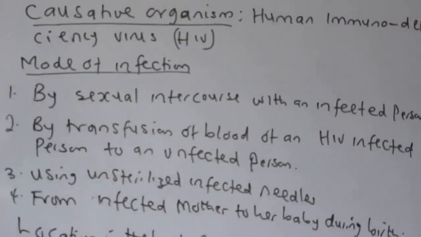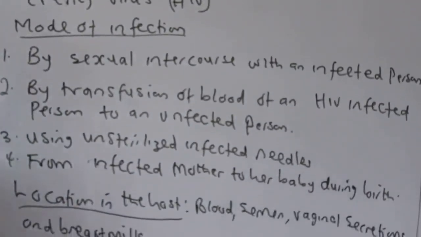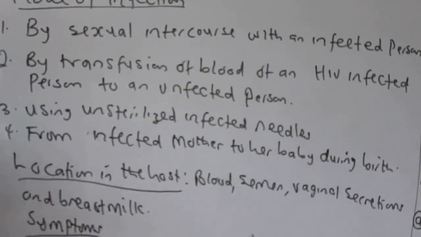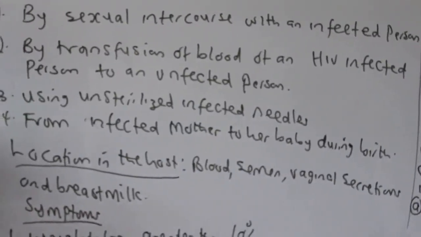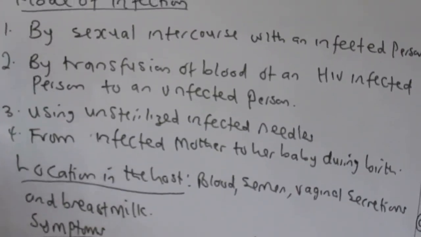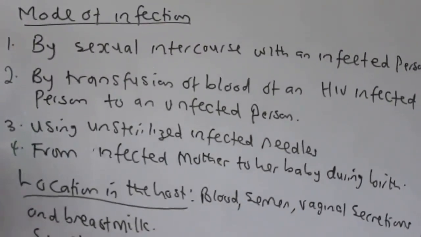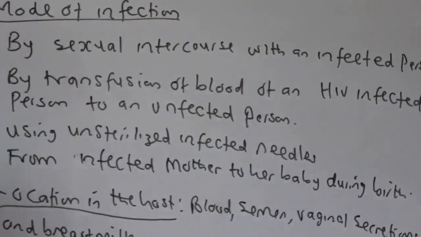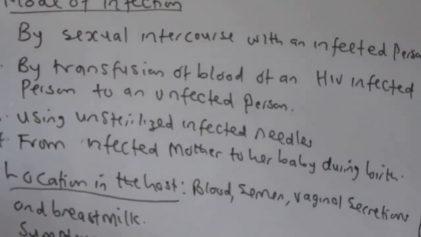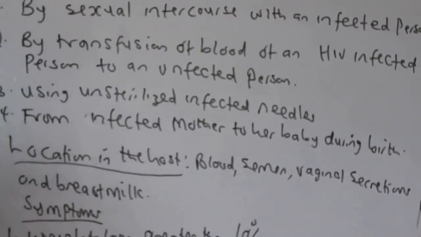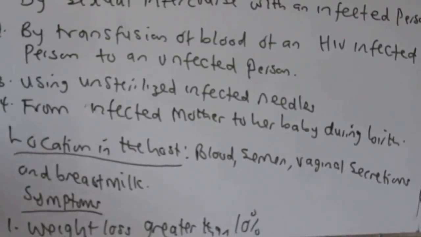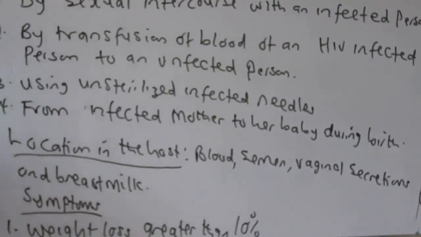Then we also have transmission from an infected mother to her baby during birth, where you have mixture of the maternal blood with the infantile or fetal blood. If that happens, you find out that the baby becomes infected. Or during breastfeeding after birth, the child that is being fed by the breast of the infected mother will get the virus through the breast milk. And then the next one there is location in the host. Like I said, the main location of the HIV virus in the host is the blood. We also find it in the semen of males, and then you see it in the vaginal secretions of females, and also in the breast milk, like I said.